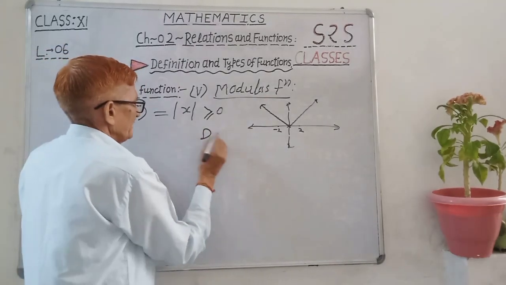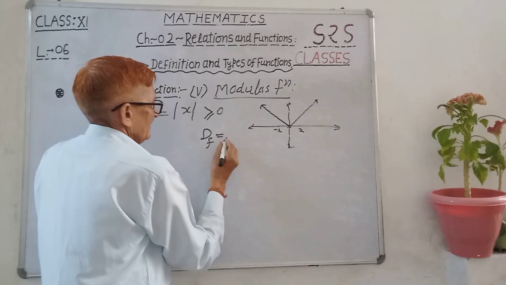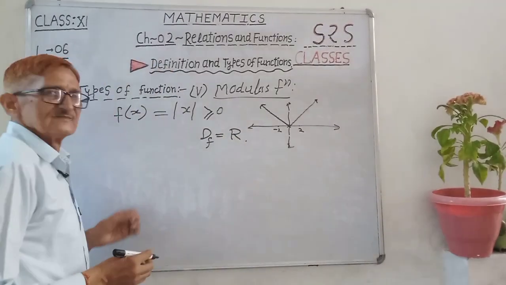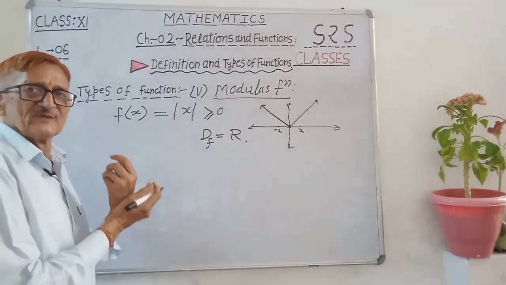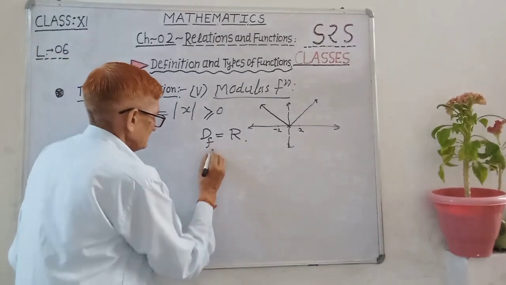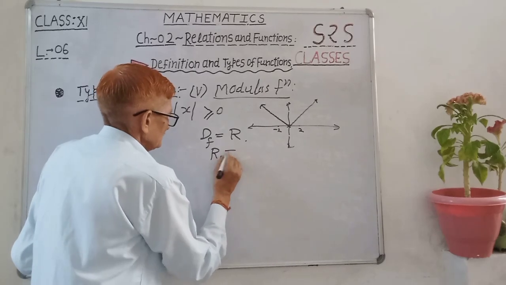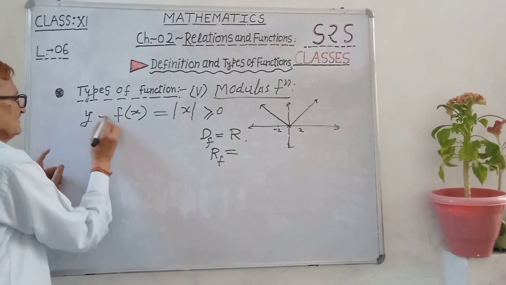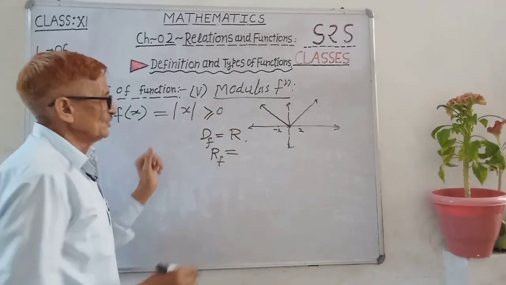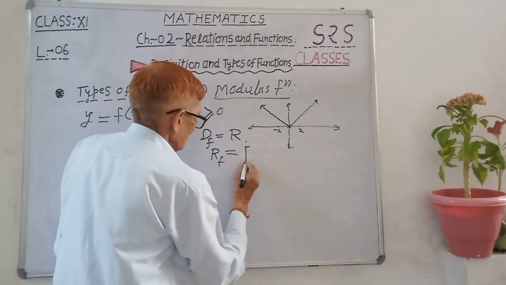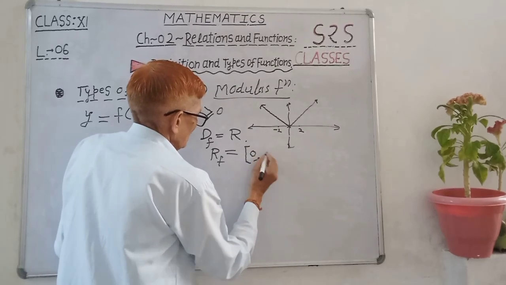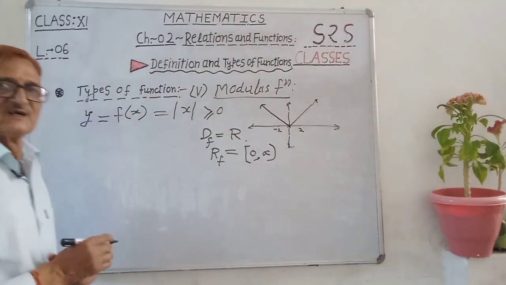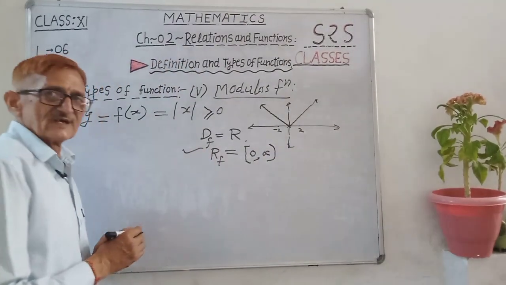And domain, what is the domain? Every real number, the set of all real numbers. Maybe x is negative, maybe x is positive, any real number. But the range of this function, this y, is always y greater than or equal to 0. So it means the interval from 0 to infinity, all positive. This is the range. Okay.